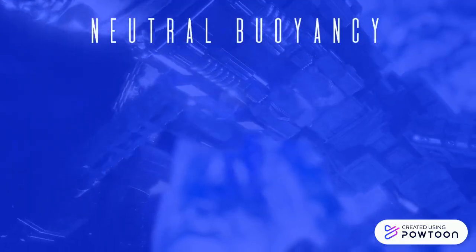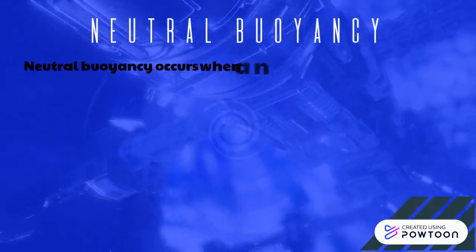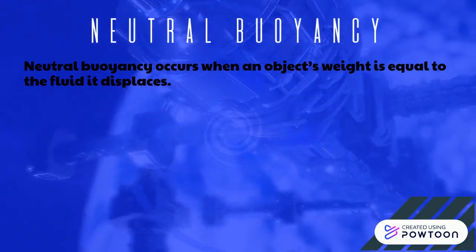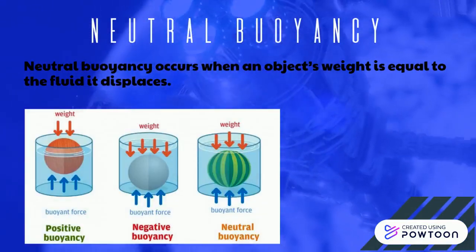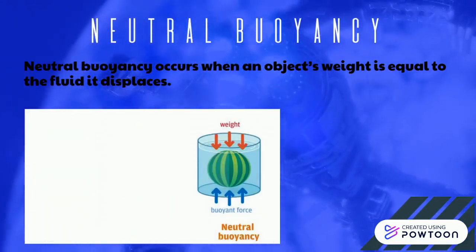The last one is neutral buoyancy. Neutral buoyancy occurs when an object's weight is equal to the weight of the fluid it displaces. This is the diagram for neutral buoyancy.